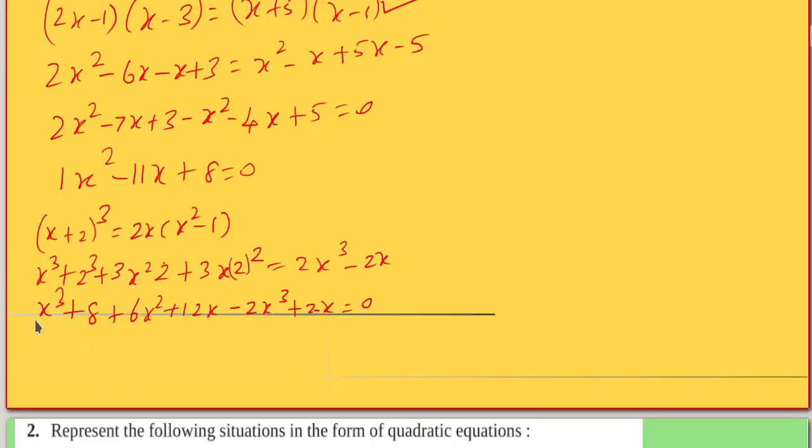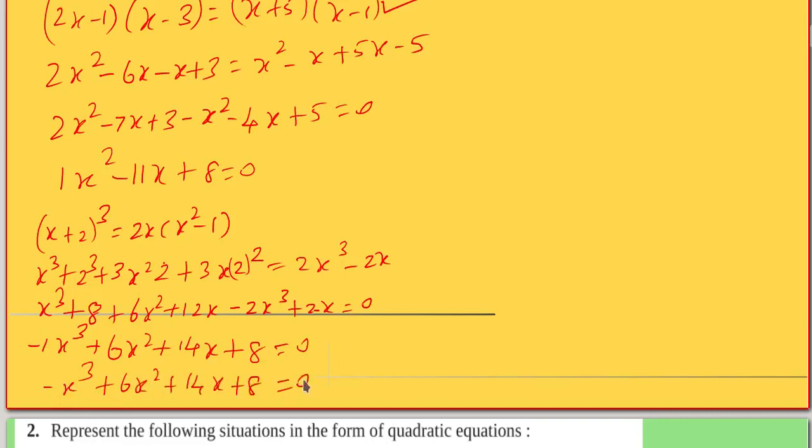So what will happen? 2x³ terms we have. So x³ − 2x³ becomes −1x³. Then the x² term, we have only one x² term, so we will write it as it is, 6x². Then the x term, +12x + 2x becomes +14x, and the constant will be only one constant, 8. So x³ → −x³ + 6x² + 14x + 8 = 0.